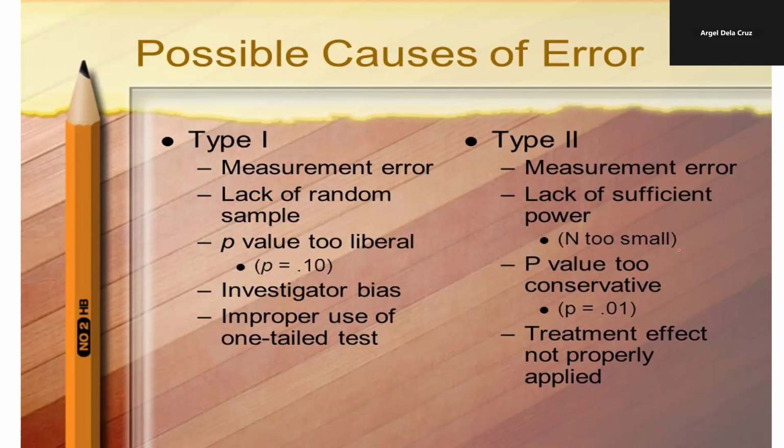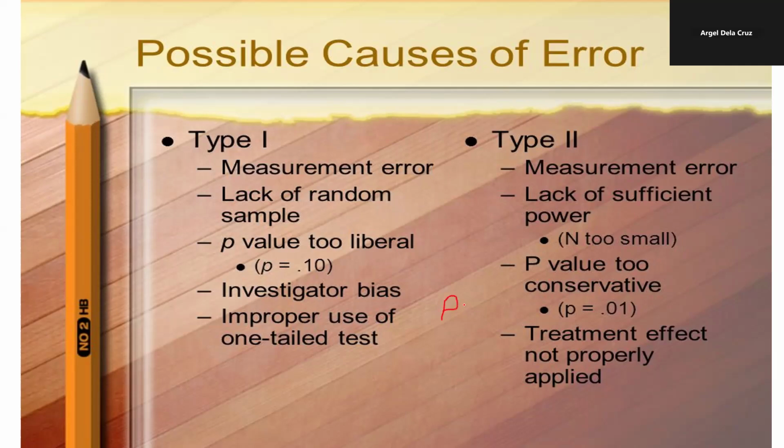Next, your p-value is too conservative. The other one was too liberal, this one is too conservative. If it's too conservative, the tendency is for you to accept the null hypothesis where in fact the alternative hypothesis should be accepted. So ideally, our p-value should be set at 0.05. So that's our ideal p-value.